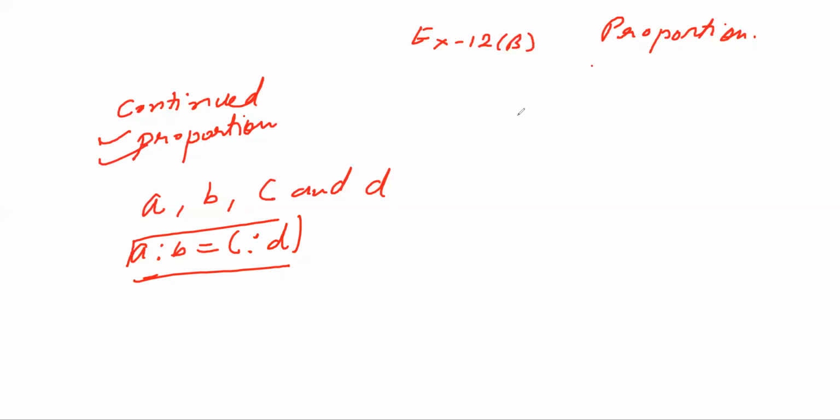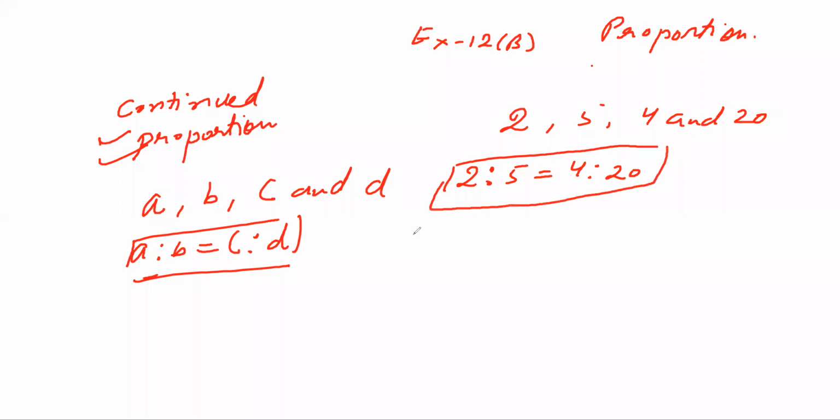For example, if 2, comma 5, comma 4 and 20 are in continued proportion, we can say that 2 ratio 5 is equal to 4 ratio 20. So first of all, you need to know this thing. If four numbers are written in continued proportion, you need to build a relationship between them like this. Is it clear?